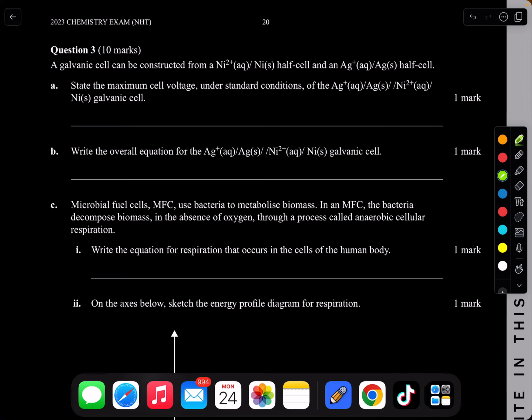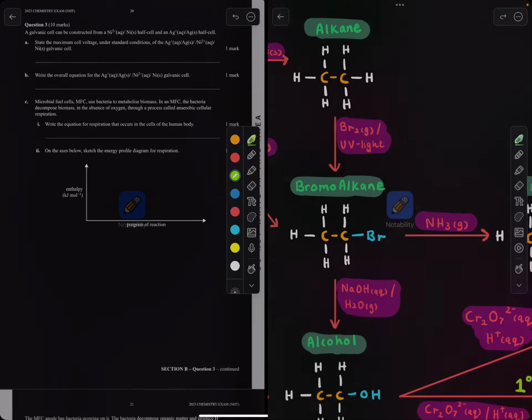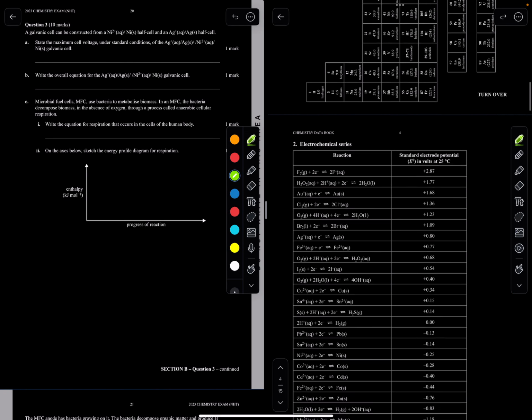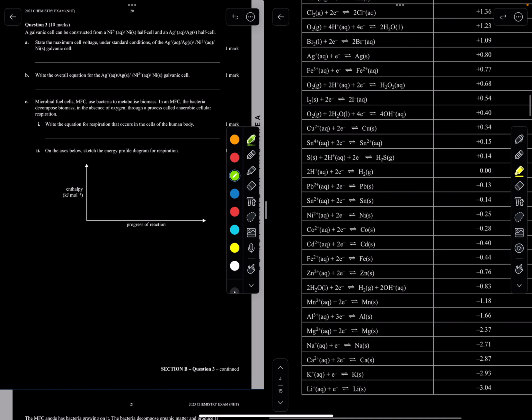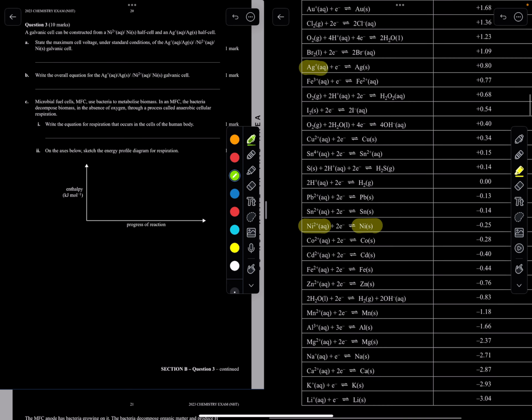Okay, easy. Let's just highlight them in our electrochemical series. We have Ni2+ and nickel solid. We also have Ag+ and Ag solid. Remember, we first need to determine which one is the strongest oxidizing agent, and that's always on the left and the highest one. Looking on the left, it's this one. So Ag+ is going to go through reduction, basically this way.